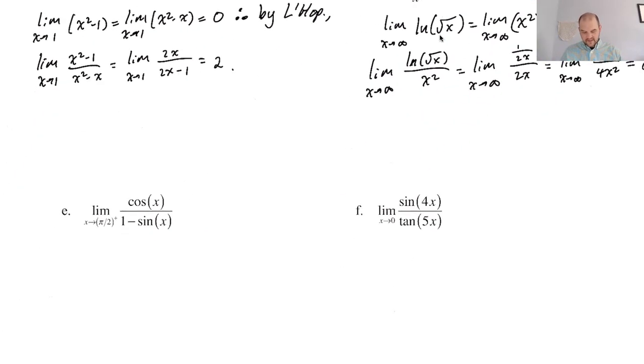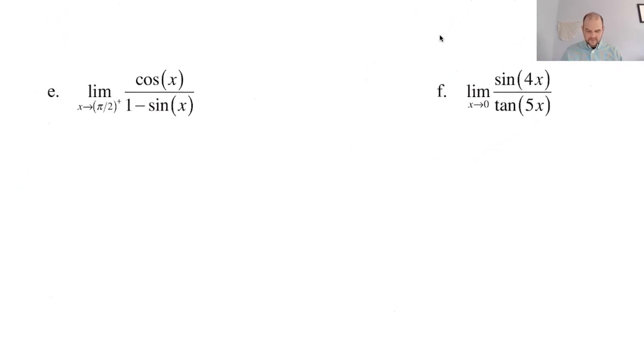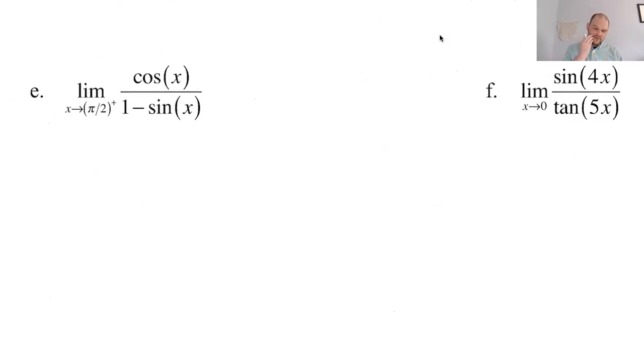You've got to be organized. You've got to think about it. Let's see what we got here. Why are we approaching from the right, do you think? I don't really know. Cosine of pi over 2 is just 0. Sine of pi over 2 is 1. So I don't know. Every time I see that from the right, it makes me think somehow a log is going to get itself involved. But I don't think so.